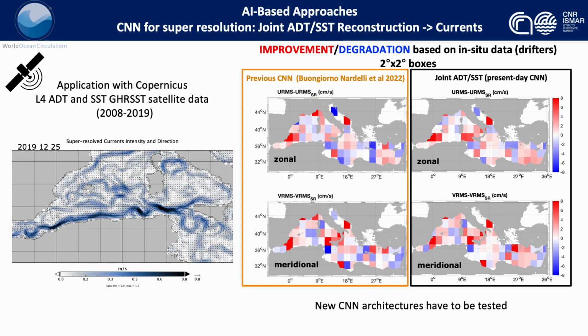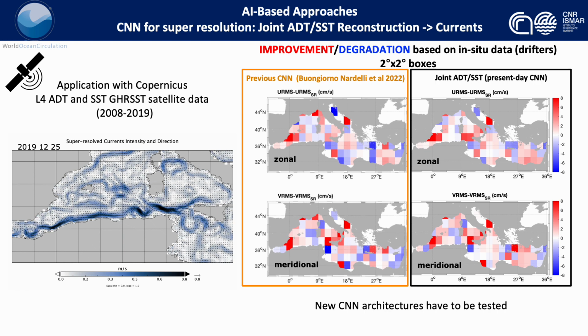We go on with the assessment of the super resolved currents reconstructed from satellite-derived data using the neural network trained with model outputs. Again, here red and blue boxes stand for improvement and degradation areas based on in situ measurements. For the surface currents, we still have to work in order to get an improvement in the entire Mediterranean basin, at least based on this 10 years long reconstruction from 2008 to 2019.